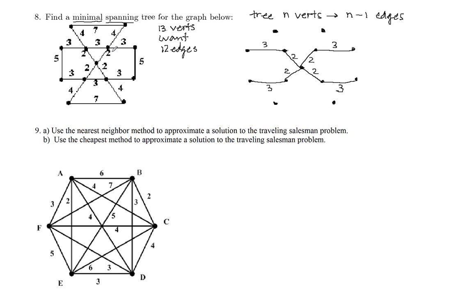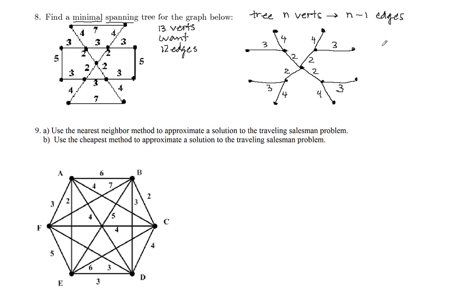And then 4s. We got 1, 2, 3, 4 4s. So add as many of those as we can. So that's going to be a 4 here. And a 4 here. And then a 4 down here. And then a 4 down here.